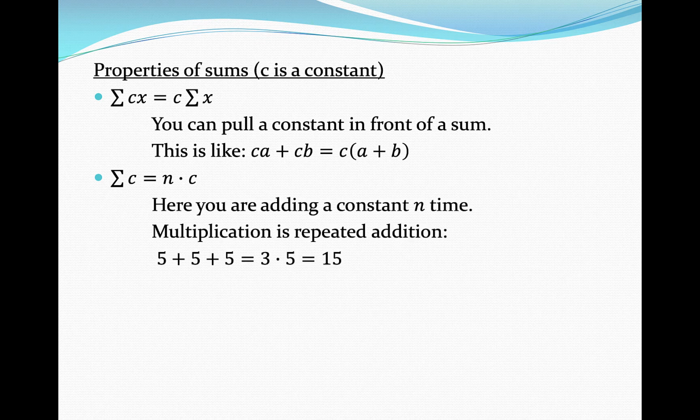Well, by our definition of multiplication, we know what multiplication is. Multiplication is nothing more than repeated addition. So if I simply take 5 plus 5 plus 5, that's the same as 3 times 5, which is 15. So the way it works in these sums is if you take the sum of a constant and you're summing it n times, because remember, we're summing over the sample size, which is n, the sum of that constant is nothing more than just n times the constant. It's like if I sum 5 3 times, then n is 3, the constant is 5, and I get 3 times 5, which is 15.